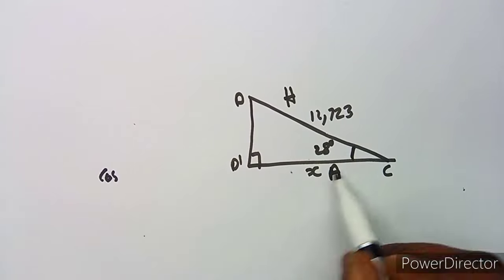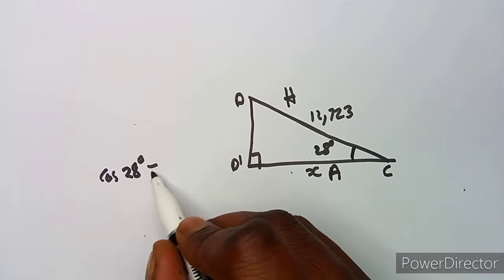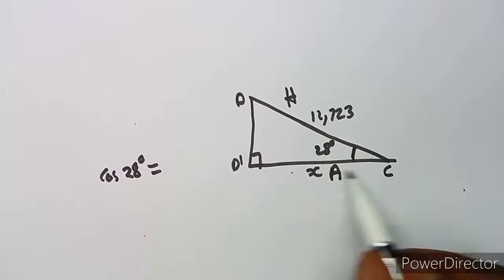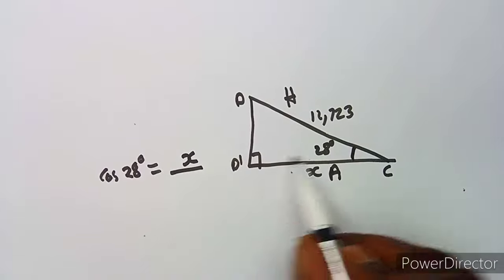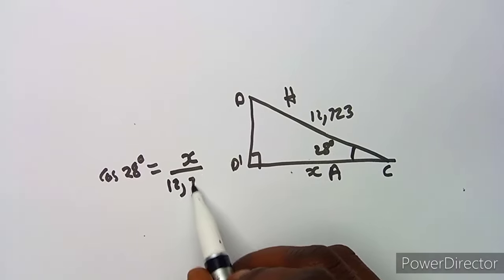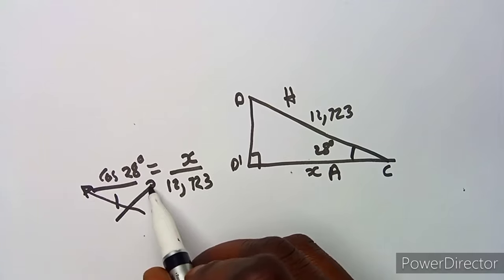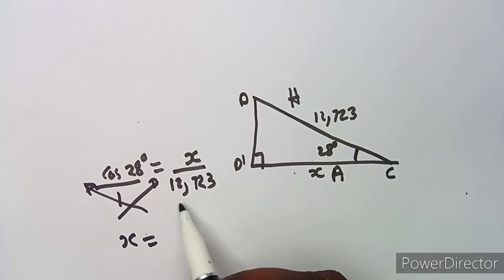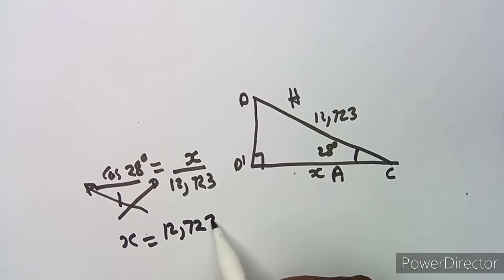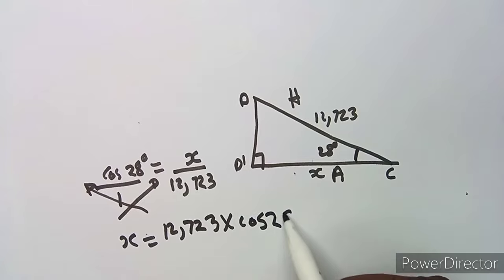Where I know that cos theta, which is cos 28 degrees, is equal to the adjacent, which is this side that I want to calculate, over the hypotenuse of 2,723. So to find the x, I can cross multiply these two. That's going to be x is equal to 12,723 times cos 28 degrees.